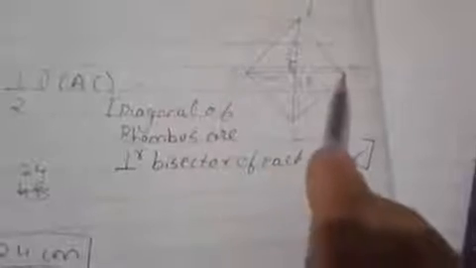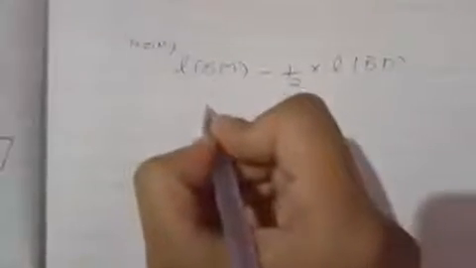From that we can find BD also. Okay, just see how I write. Now length of BM is half into length of BD. Okay, so we know what is the length of BM. Just now we found it is 7, which is equal to half into length of BD.